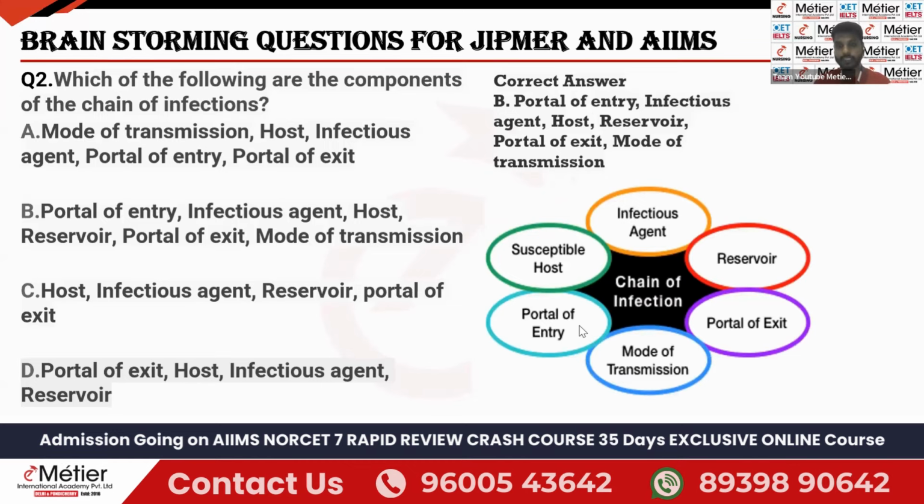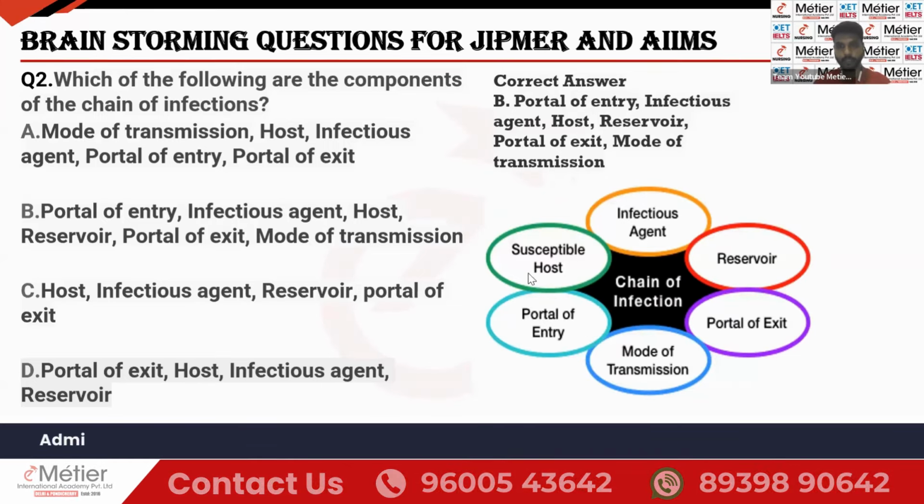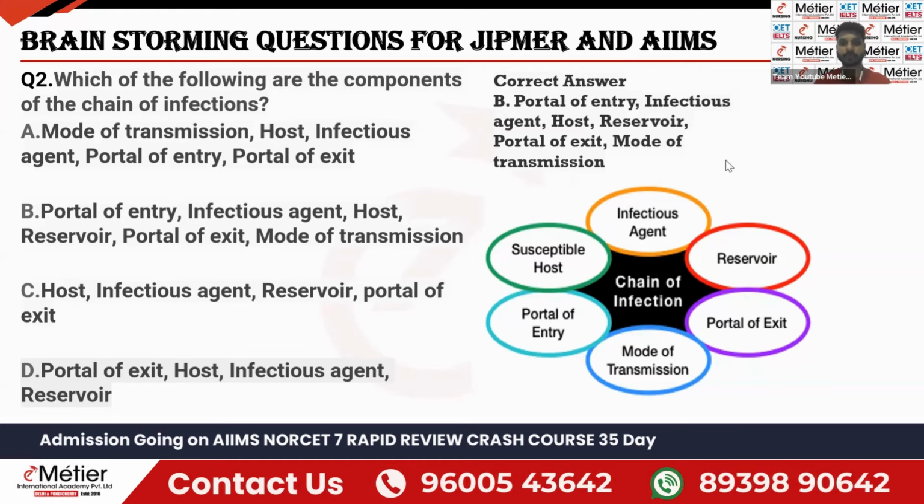So this chain of infection, you can see it here. We have to start from here, portal of entry. It will go to the host, or the infectious agent. You can interchange these two. This infectious agent and a susceptible host, we can interchange both ways. First is the portal of entry, the organism entering into the particular person. That is why we gave host. Next is the infectious agent, the particular microorganism. What is the reservoir of that infectious agent in a particular person? It will get multiplied. That is called a reservoir.